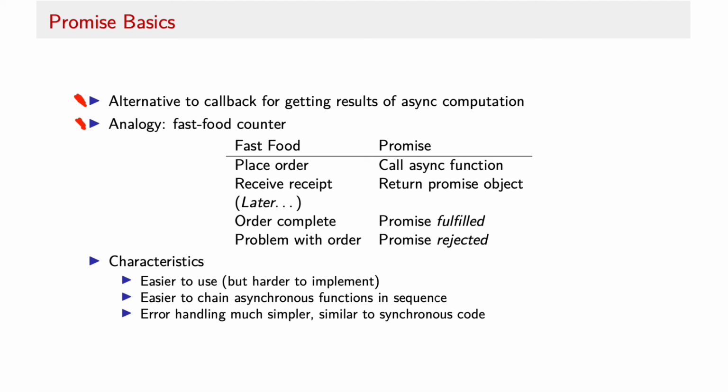Now, it's a little odd to use that term in this sense. As usual in computer science, we have lots of goofy ways of using the English language or other languages. But the promise itself is just a JavaScript object, right? So it's quite analogous to this physical receipt that you receive from the order taker. You're going to now have in your hand, or your program is going to have in a variable someplace, a promise object that it can then use to do other stuff.